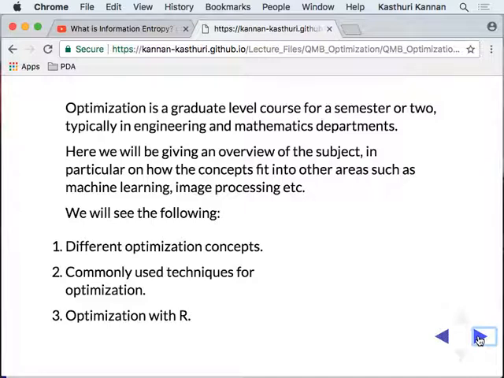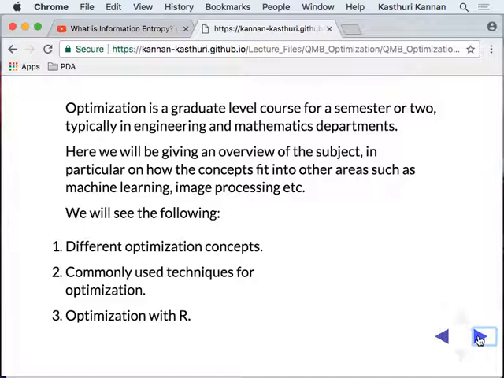So we'll be seeing several concepts here, different optimization techniques, and also some of the commonly used optimization techniques, and especially we will be looking into one of the applications in big data. Specifically, we would be focusing today on R. All the optimization packages and everything, the lecture will be built around R.